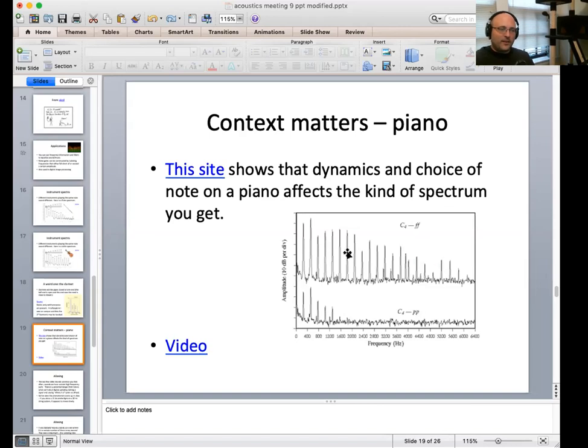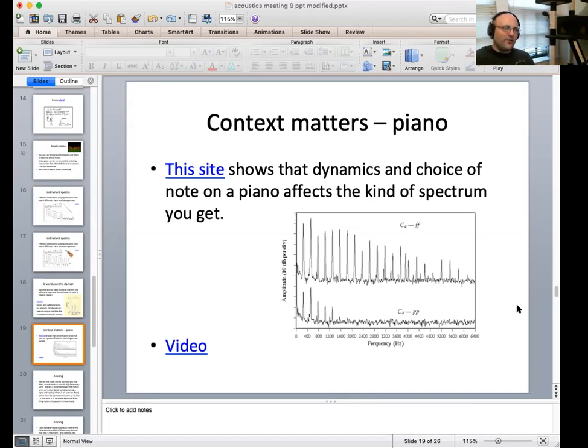So even the same note played fortissimo versus pianissimo: with fortissimo, you get a lot more of the harmonics prominent. With pianissimo, you only get the first couple. So it's not just that the whole level is different, but the harmonics that you get are different.